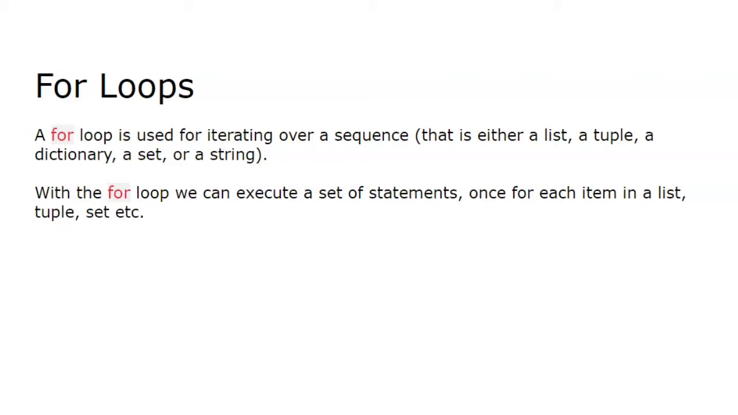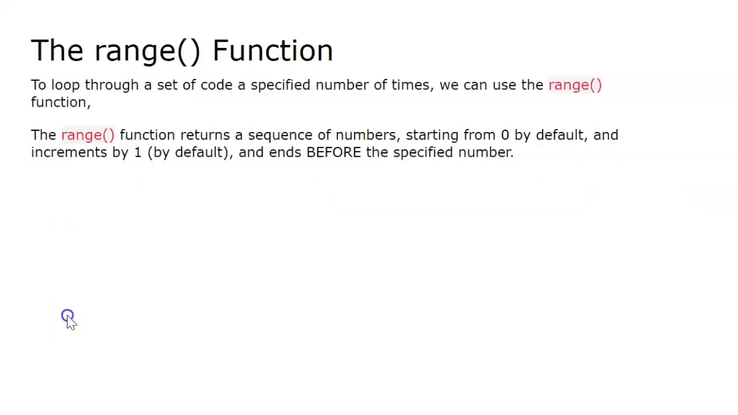So when I use that word iterate, it means you are running through items in a list. For example, if I were to iterate through the word hello, then I would start with H and then go to E and then go to L and then go to L and then go to O. And that's iteration. So with a for loop, we can execute a set of statements, once for each item in a list or a tuple or a set, and go from there.